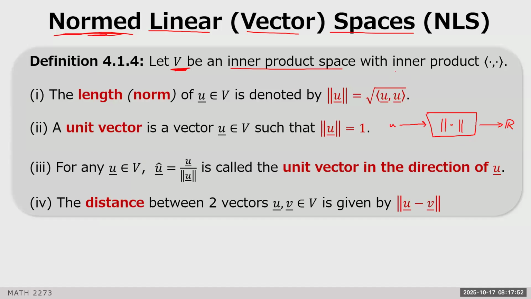And how do you get the norm? If you have an inner product, this is the formula to get a norm. All you do is take the inner product of the vector with itself and square root that, and you will get the norm of the vector. The interpretation of the norm is that it measures the length of a vector.